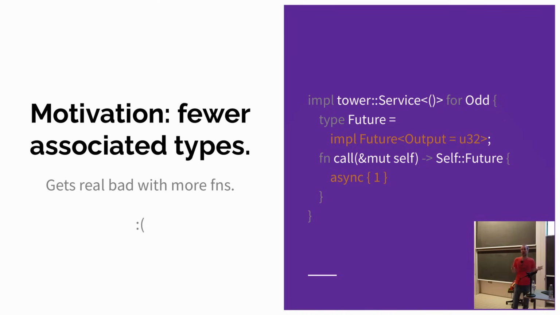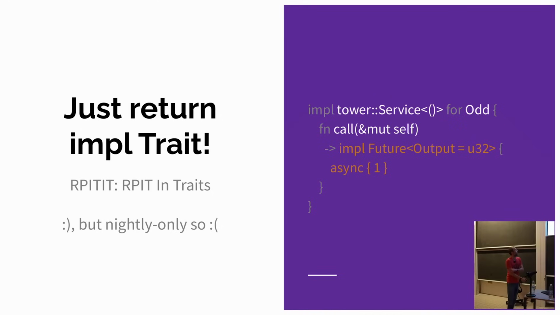This particularly happens when you have things like async functions, because all of them return Impl Future. And if we assume that we don't have async functions in traits yet, then that means 10 associated types. That makes us really sad. So how can we do better? Well, we can have just return Impl trait, right? Return position Impl trait in traits makes us happy. Unfortunately, it's nightly only, so it makes us sad. You might see a pattern here. This has only been on nightly for about a year, and only recently have we gotten to the point where it's kind of close to stabilization.